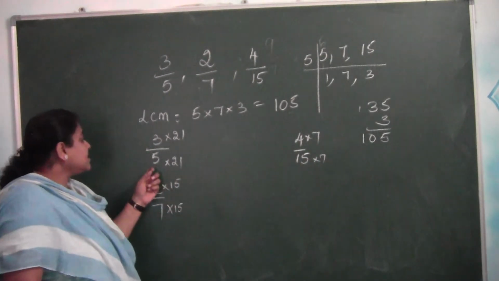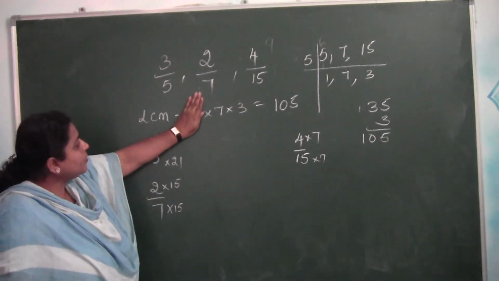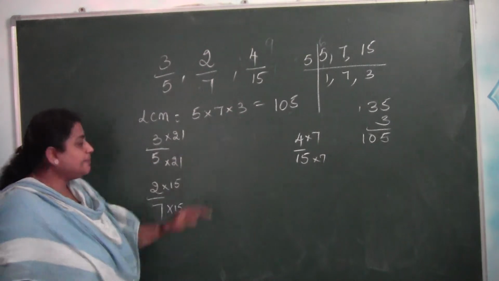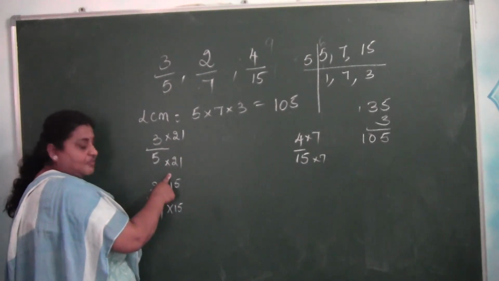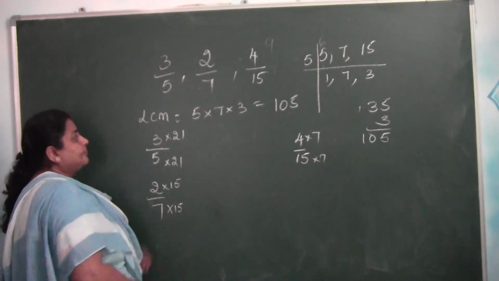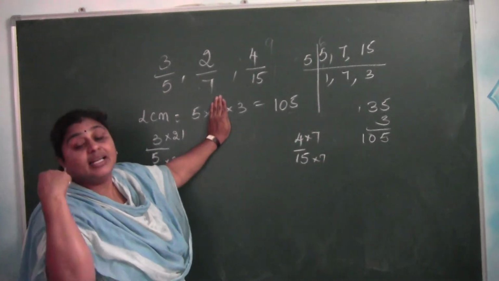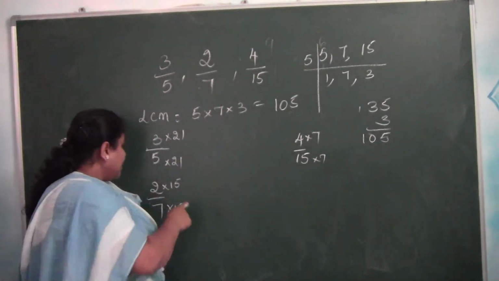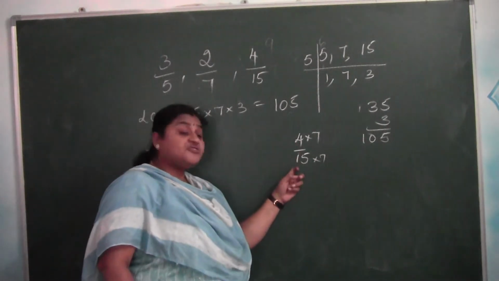You don't need to scratch your brains. Very easy. Just compare the given denominators. 3 by 5 I have. If I am closing 5, what is left is 7 into 3, so I have to multiply numerator and denominator with 21. Then 2 by 7. My denominator is 7. I am closing 7. The numbers left over are 5 and 3, that is 5 threes are 15. So multiply by 15. Then 4 by 15 I have.